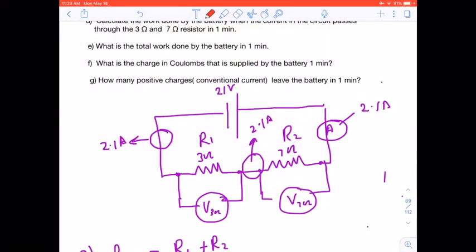We want the voltage across the 7 ohm resistor, and we want it across the 3 ohm resistor. What we know is that the voltage across the 3 ohm and the 7 ohm must add up to give us 21 volts, since resistors in series are potential dividers, right? They divide the potential of that particular battery.